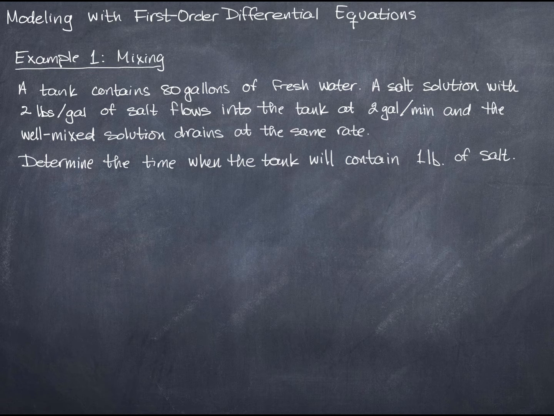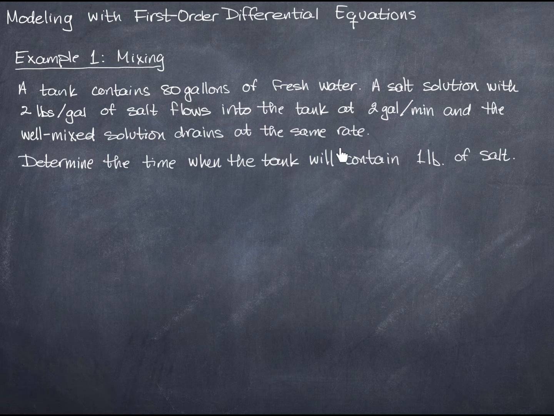Okay, so each minute we have 2 gallons coming in, and each gallon has 2 pounds, so we have 4 pounds of salt coming in per minute, but it's coming into fresh water, or starts out as fresh water. The well-mixed solution, so we don't have to account for any variation in the amount of salt in one part of the tank versus another. The assumption here is that the amount of salt in any eyedropper full that you take at any moment in time will be the same as any other eyedropper full at that same moment in time.